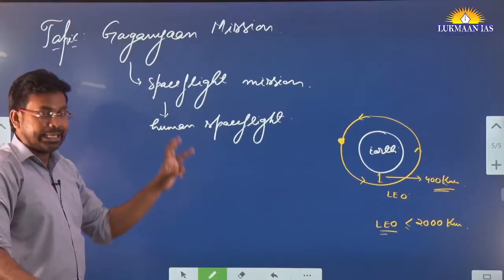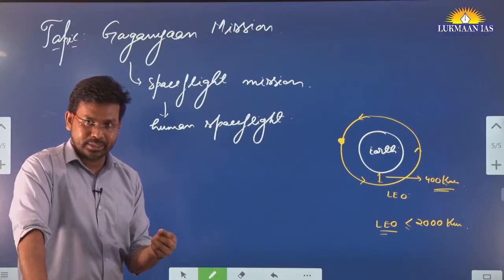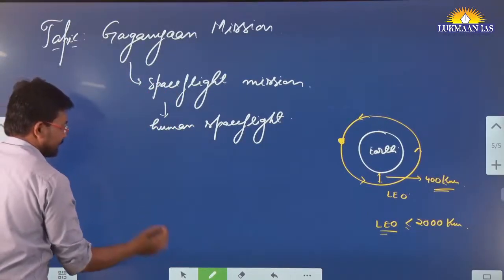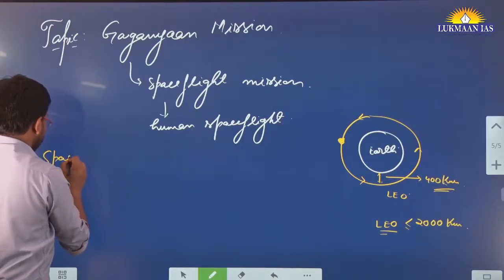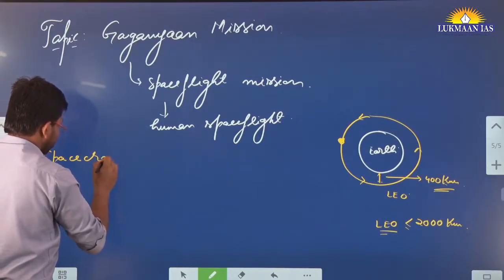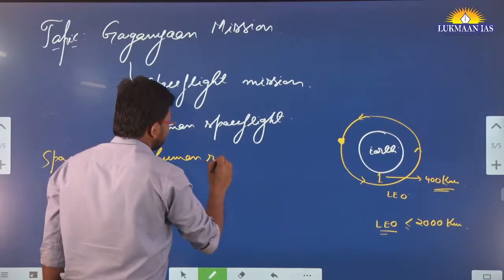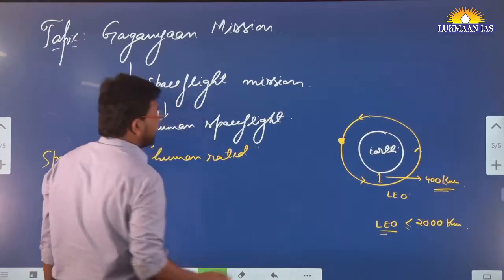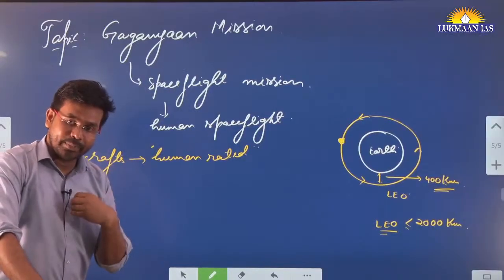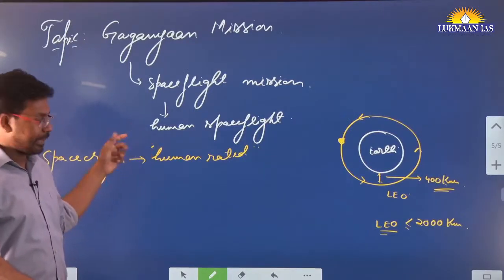Sending human beings requires spacecrafts that are human rated. What do we mean by human rated? It means it should be habitable, that inside that spacecraft human beings should be able to survive. That's the thing.